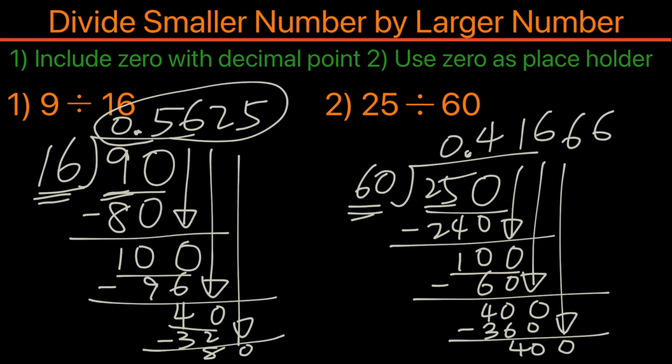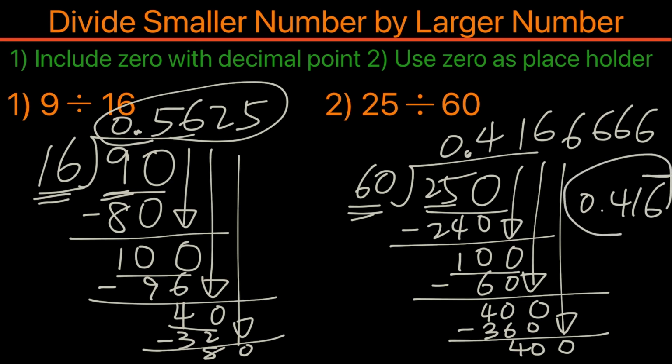So this is going to continue to go on 6, 6, 6. So we can literally write it as 0.416 with a line on top. And that means that the rest of the number will be 6. So 0.416 repeating would be the answer for number 2.